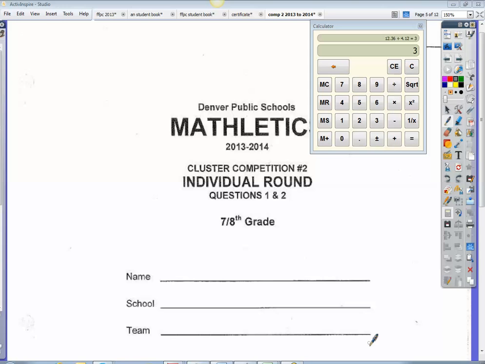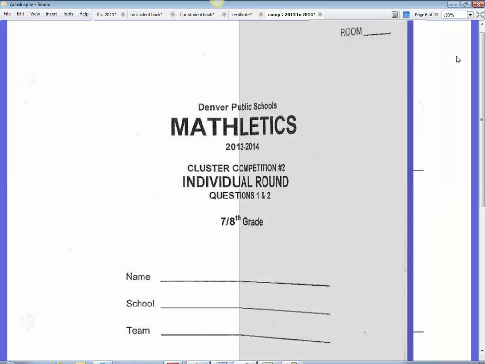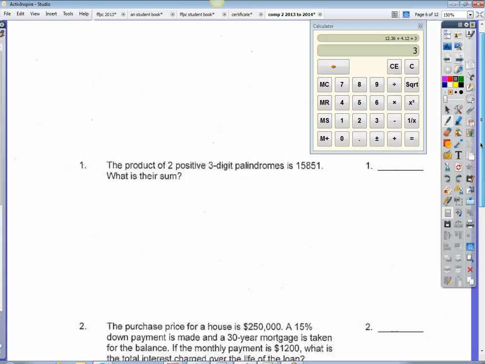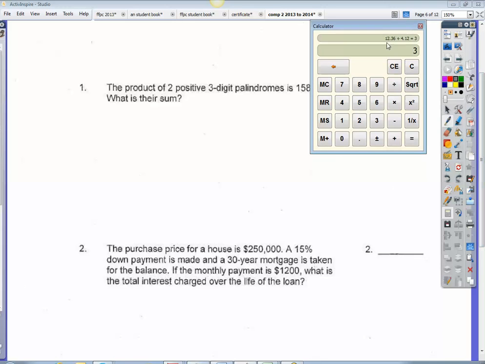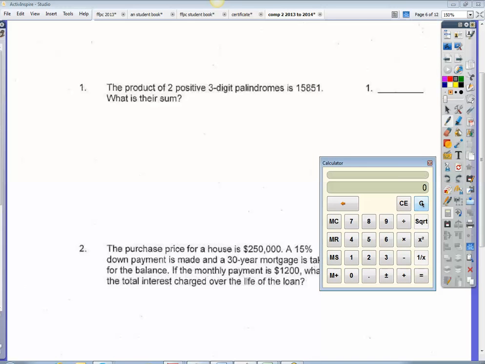Alright, so now we're on to the individual round, 2012, 13, 2014. 1 and 2, here we go. The product of two positive 3-digit palindromes is 15851. What is their sum? So in other words, we need to find the two palindromes.